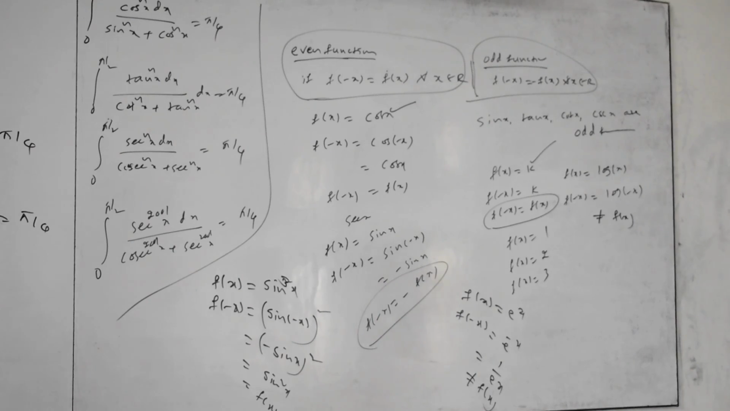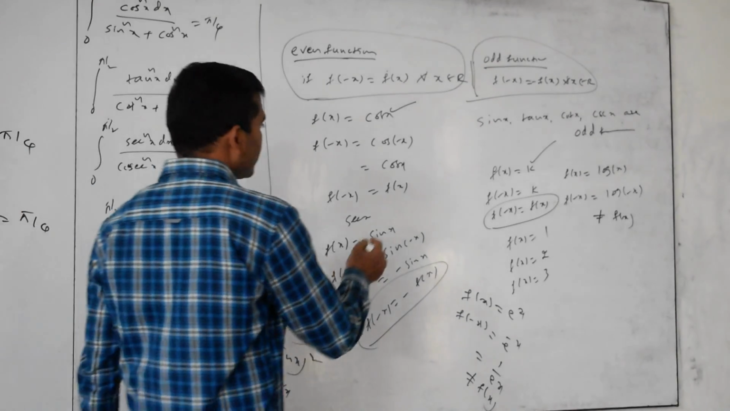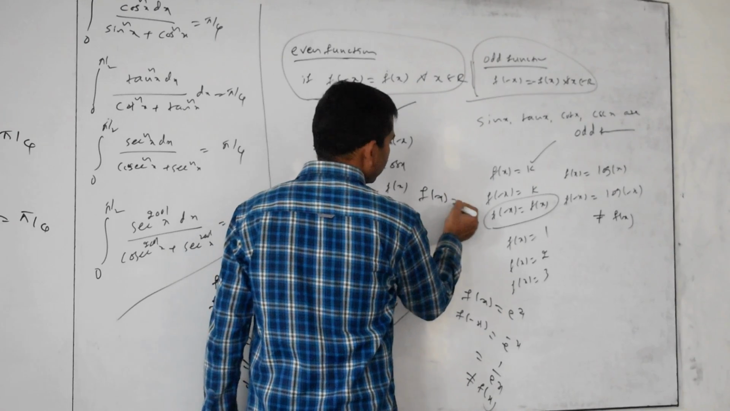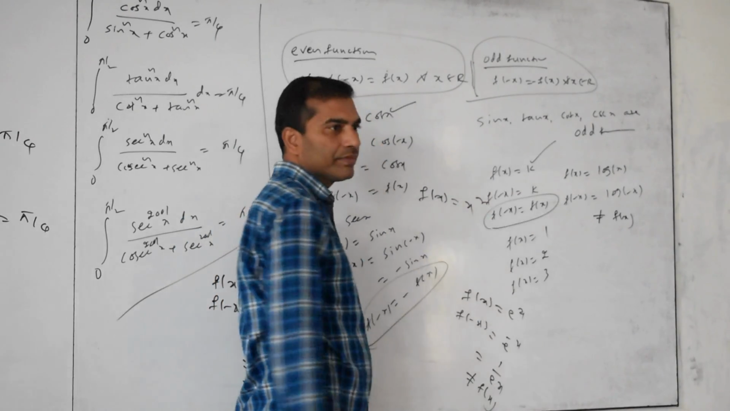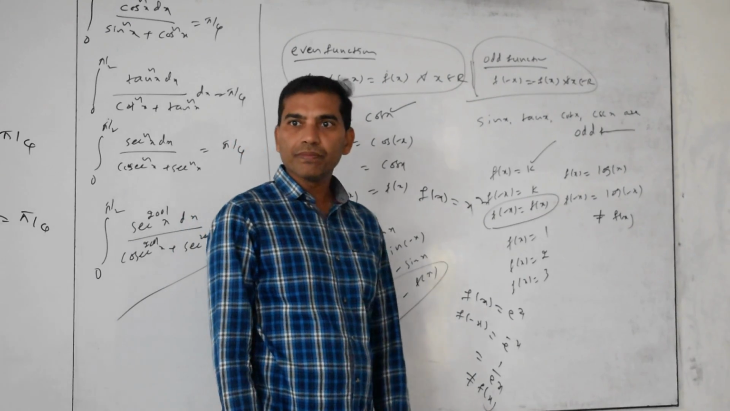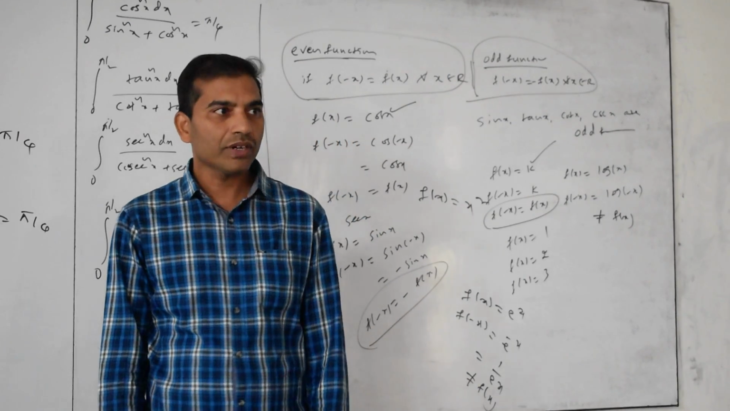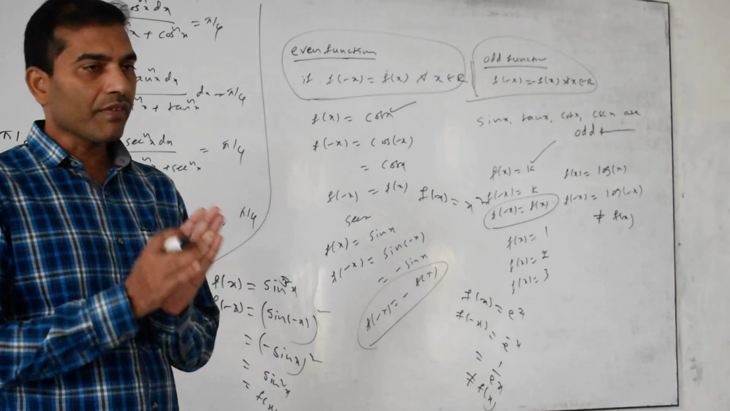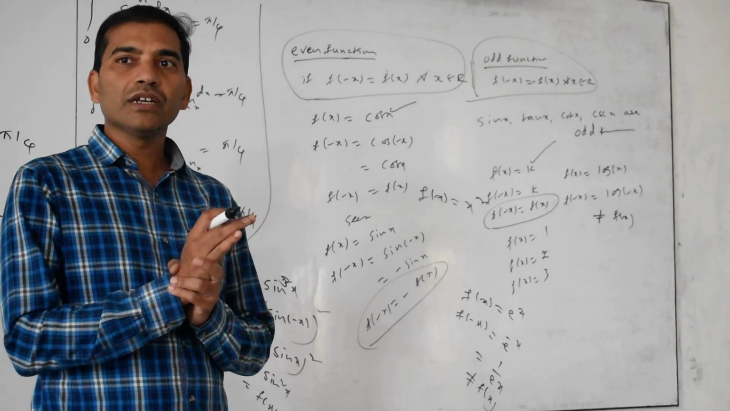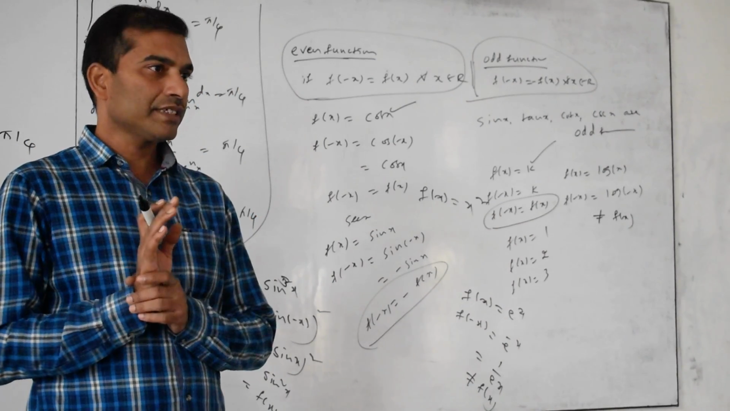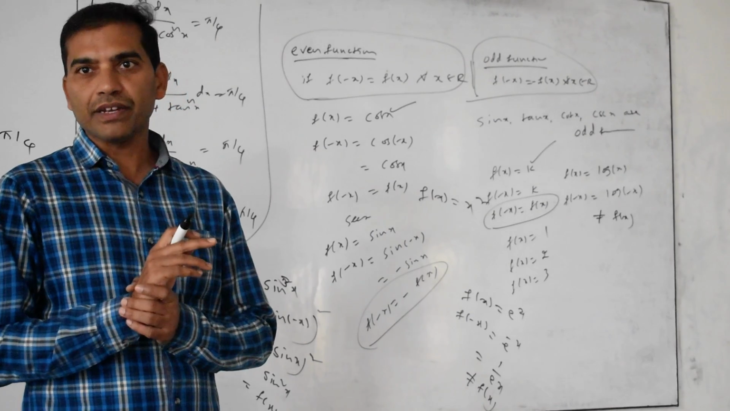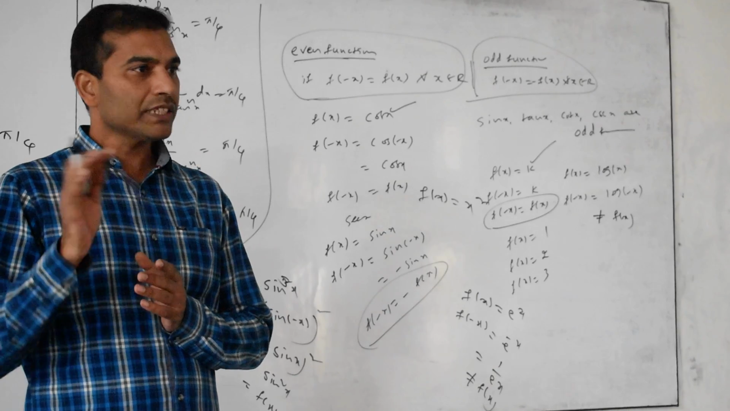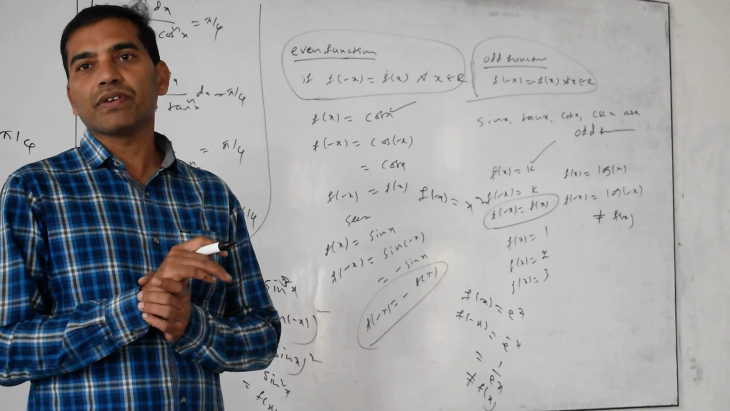Got the point? f of x is equal to x. Is it an odd function or an even function? Odd function. f of x equal to x square: even. x cube: odd. So the way of checking whether it is even or odd: x is replaced by minus x. If f of minus x equals f of x, then f is even. If f of minus x equals minus f of x, then f is an odd function.